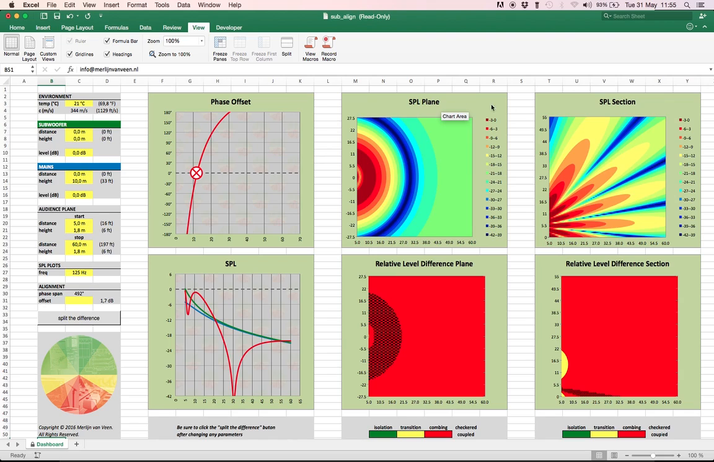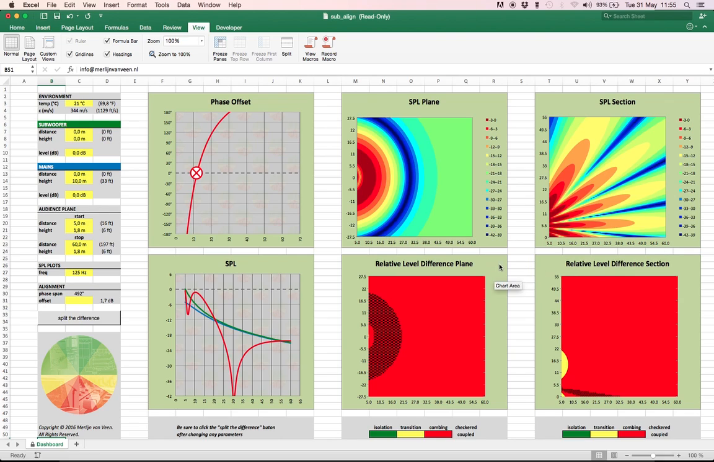In contrast to the SPL section view, this shows us the SPL over distance seen from the side. This is the section view. So that explains those two charts.